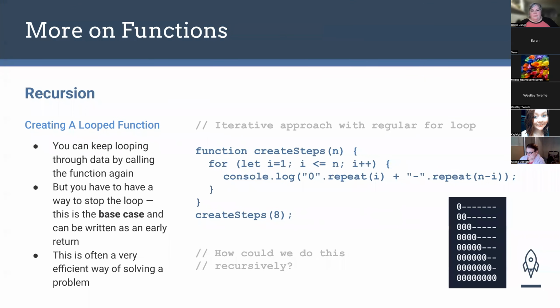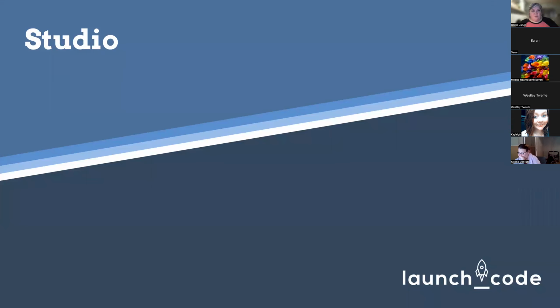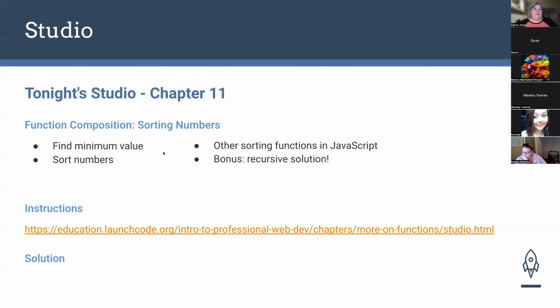Okay, so let's talk about Studio, because we're coming right up on 6:30 here. Tonight's Studio is chapter 11. You're going to write functions. First, you'll have a helper function, a utility function that just finds a minimum value. And then you'll write a function to sort numbers that's going to make use of the first function in order to handle the entire array and sort it. And then you're going to look at some other ways that sorting can be done in JavaScript. It's going to kind of walk you through that. And then if you have time to do the bonus, you can try to come up with a recursive solution for sorting.